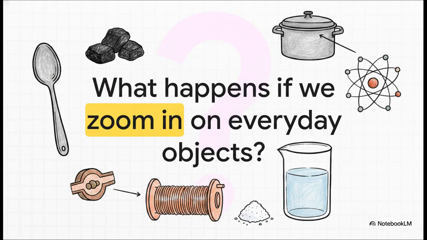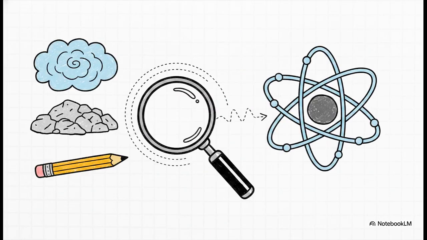Picture an everyday object. Maybe it's a metal spoon in your kitchen drawer, an aluminum pot on the stove, a piece of copper wire, or even just salt, charcoal, or a glass of water. If we had a magic microscope and could zoom in thousands and thousands of times past the smooth surface of that copper wire, what do you think it's actually made of at its absolute core? Well, the answer is tiny particles called atoms.